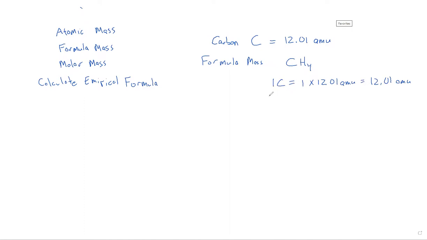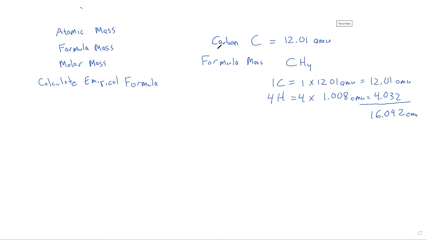For 4 hydrogens, that's going to equal 4 times 1.008 atomic mass units. That is equal to 4.032 atomic mass units. I'll just allow my units to carry down. So we have a 2, a 4, that's a 4, a 0, 6, 16.042 atomic mass units.